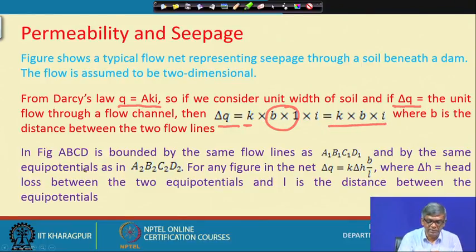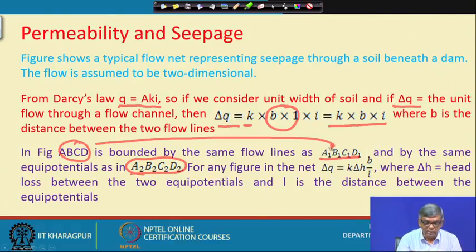Now, in the figure, ABCD is bounded by, as I have mentioned, the same flow lines A1, B1, C1, D1, and again by the same equipotential as in ABCD. So, with ABCD I will relate this one, with ABC I will relate this one. So, if I relate this for any figure in the net, del q equal to k del h into b by L, and del h is the head loss between the two equipotentials, and L is the distance between the equipotentials.